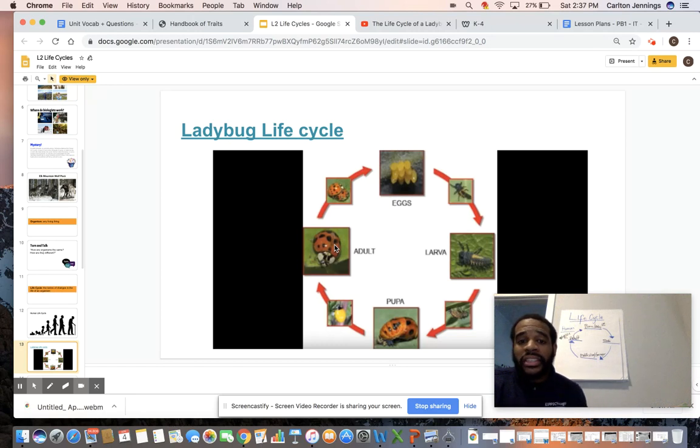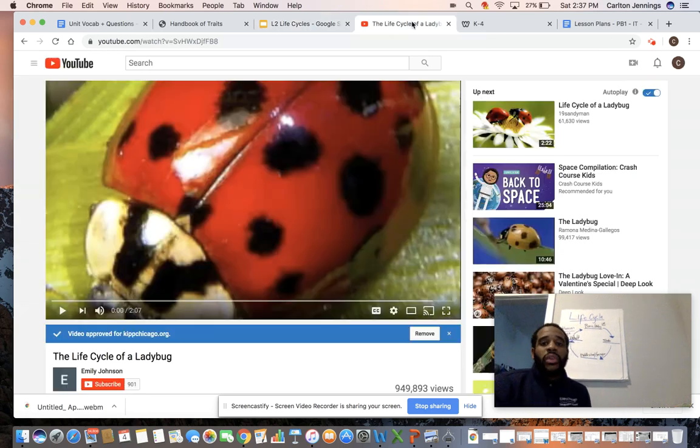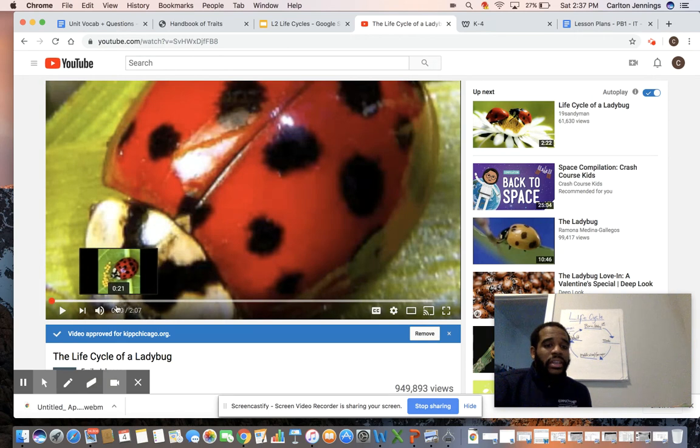We have babies. So a ladybug has eggs, they don't have babies, they then turn into larva, then pupa, and then adults. And then if they have babies, they go to eggs, and then larva, then pupa, then adults, and then they die. Just like humans do, something is born and then turns to an adult, and after an adult, they die. So I'm going to watch a quick video about ladybugs and their life cycle.